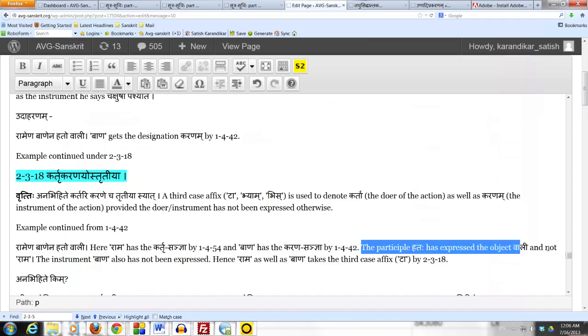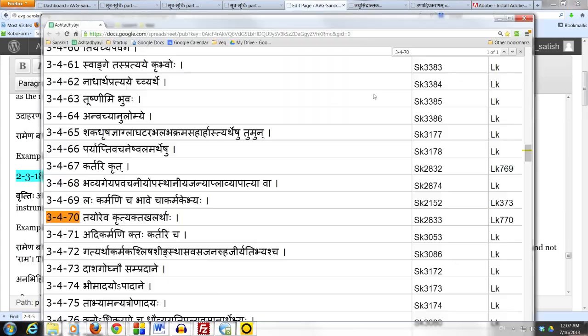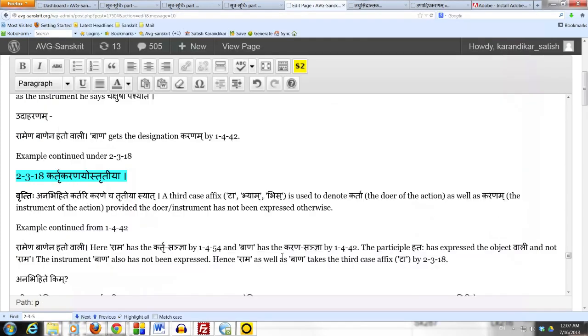Similarly, there is nothing here to express Bana, the instrument. Hence, Rama as well as Bana takes the third case affix, in this case ekavachanam ta, by 2318, Kartru Karanayos Tritiya. And then by 7112, ta nyasinyas Minatsyaha, ta gets the ina adeshaha. All the derivational steps we are not repeating again because we have done them many times before. The main topic here is the basis of assigning the Tritiya Vibhakti, and that is the Sutram 2318, Kartru Karanayos Tritiya.